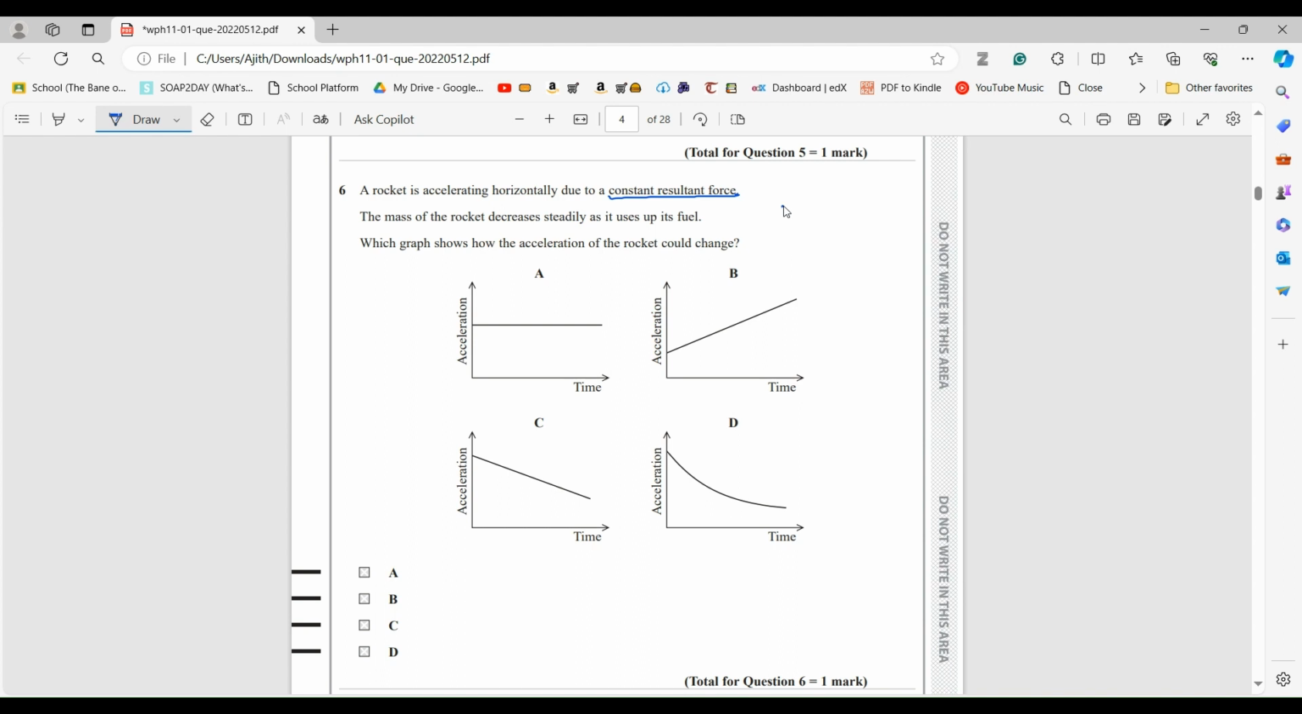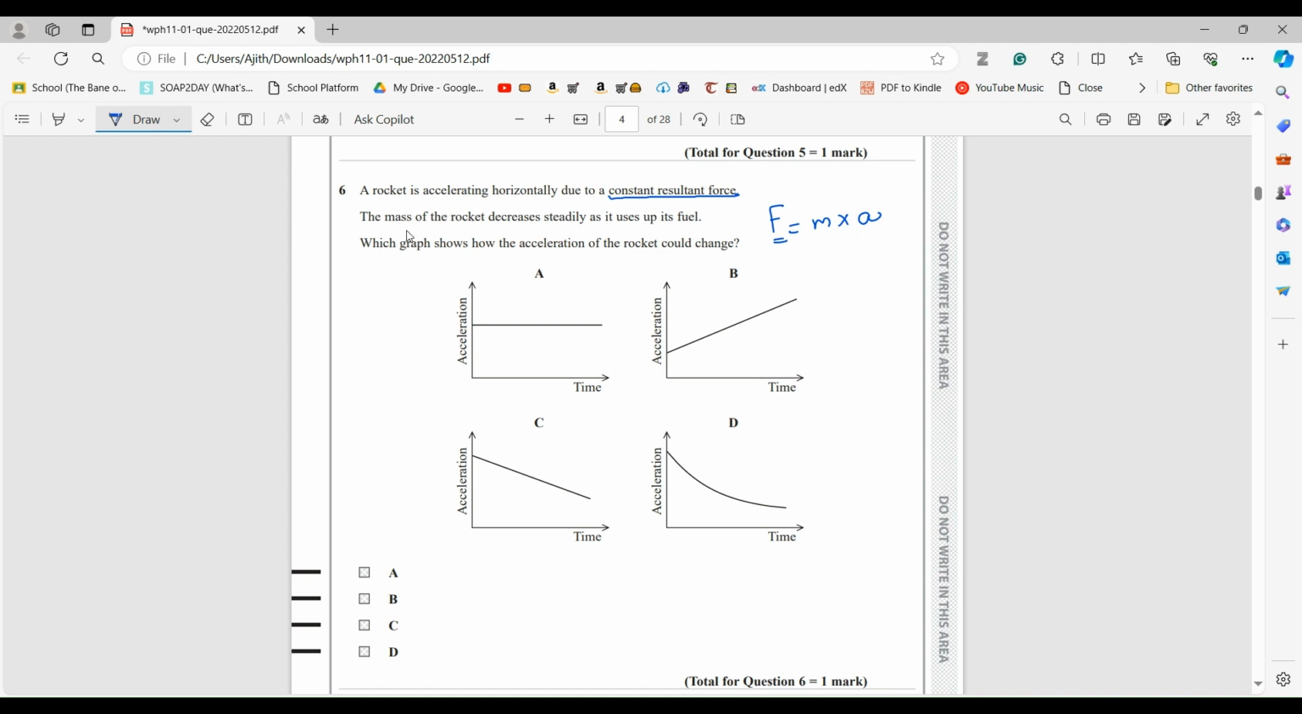So what's the formula of resultant force? Force is mass times acceleration. Now, this force is remaining constant according to this situation. So if the force has to remain constant, either these two quantities have to remain constant, or if these two quantities are changing, they should change in such a manner that they complement each other.